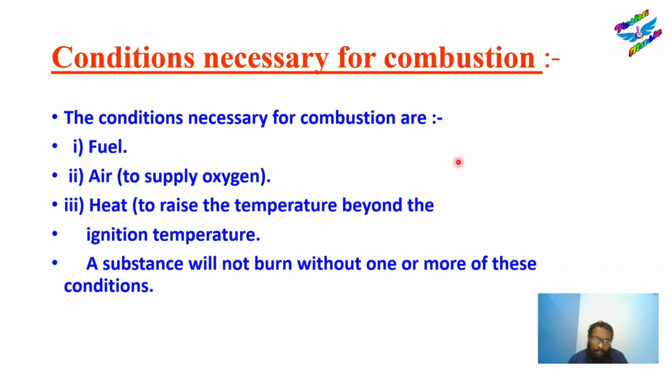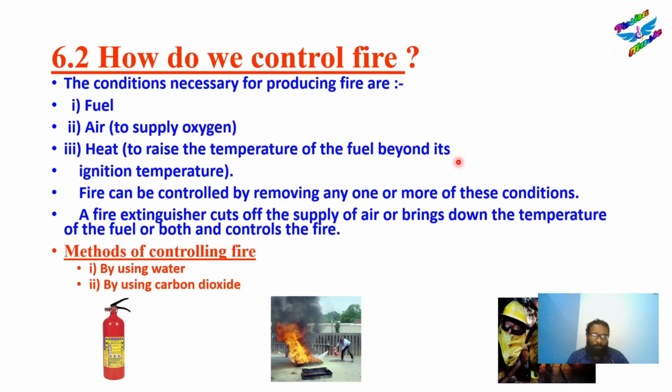The three parameters necessary for combustion: the first is fuel, the second is air supply, and the third is ignition temperature. Without any one of these parameters, combustion does not happen in a proper manner. So now we understand what combustion is. Combustion is the chemical process which occurs in the presence of air and produces heat and light. For proper combustion, we need three things: fuel, a continuous supply of oxygen or air, and the ignition temperature, which is the minimum temperature required to catch fire.